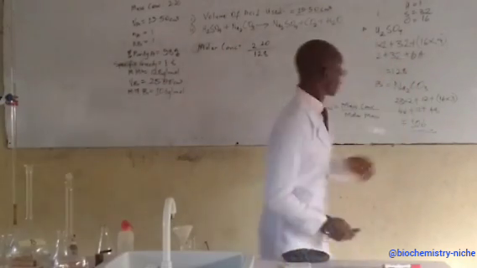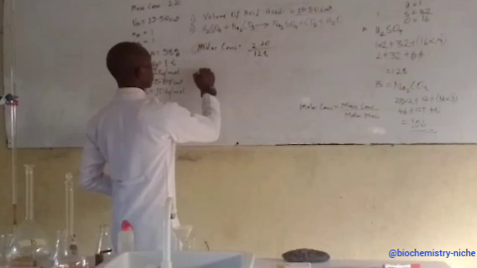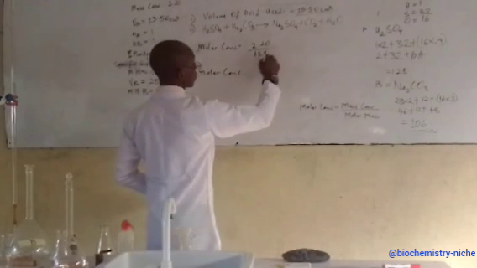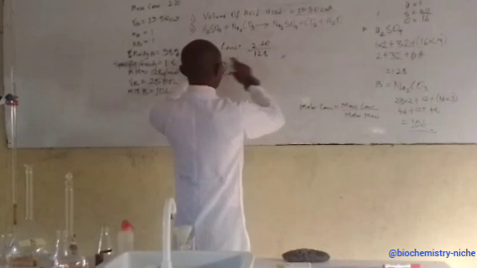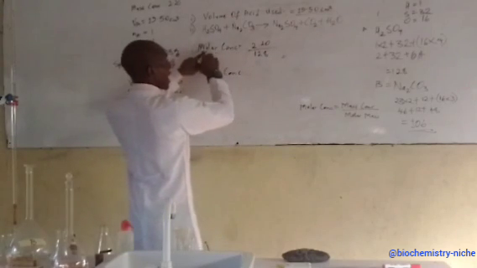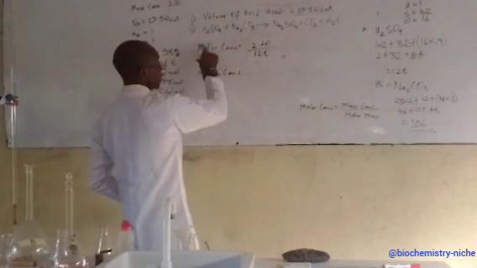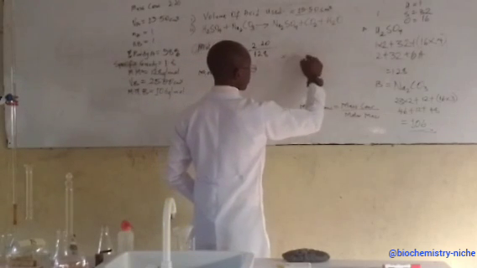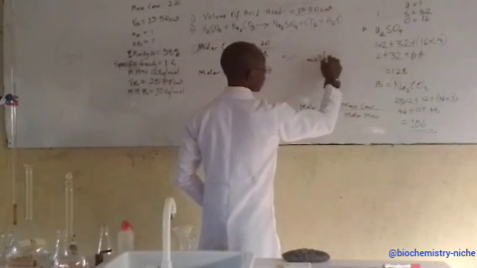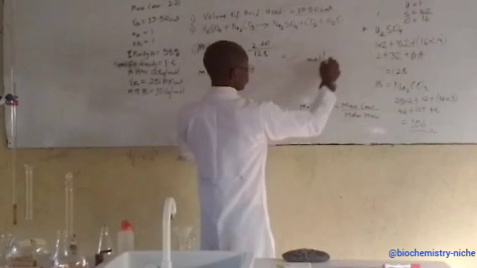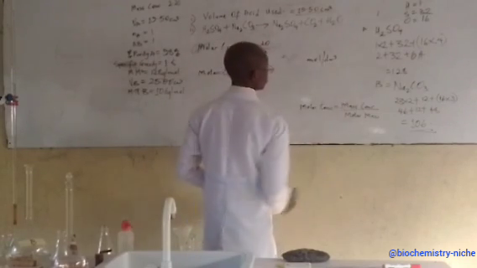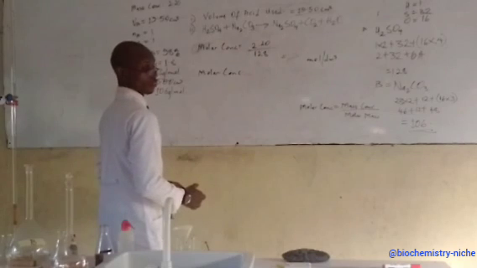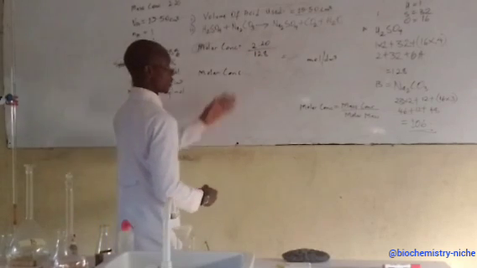So that is that. And then the next one, which is going to be the molar concentration. Whatever answer you get, remember it is molar concentration. So the answer is going to be in moles per what? We'll be having it to be moles per dm³. That is going to be the unit for that particular answer.